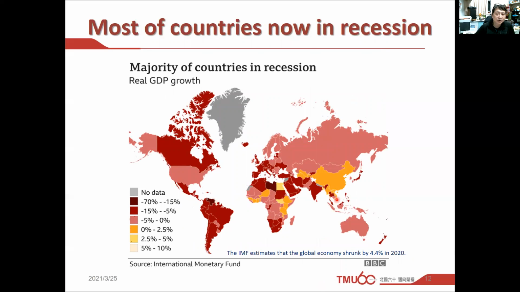And due to the economic impact and the unemployment rate increase, you can see a lot of countries like Canada, Europe, and Great Britain are suffering in recession right now. The only country with a GDP increase was China, around 2%. You can see here around 2.5%.